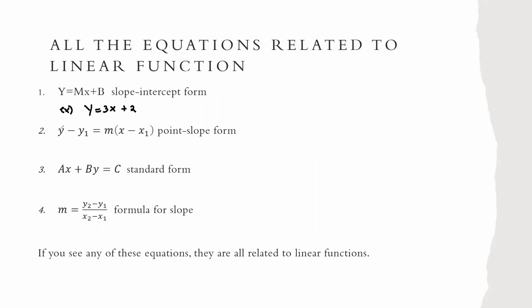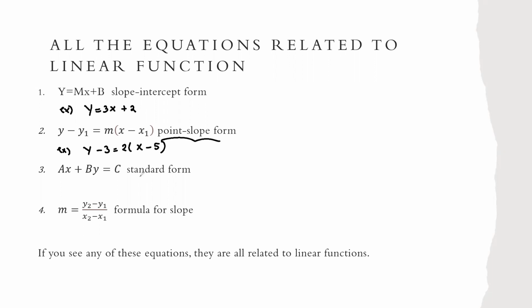Another form of a linear line is called point-slope form. It's y minus y1 equals m parentheses x minus x1. So this is called point-slope form. Maybe an example would be y minus 3 equals 2 parentheses x minus 5, something like that. As long as it's in this form, you have point-slope form.